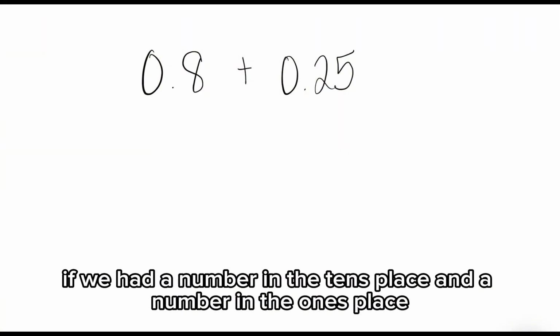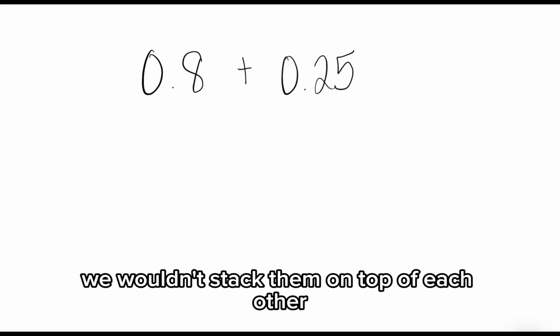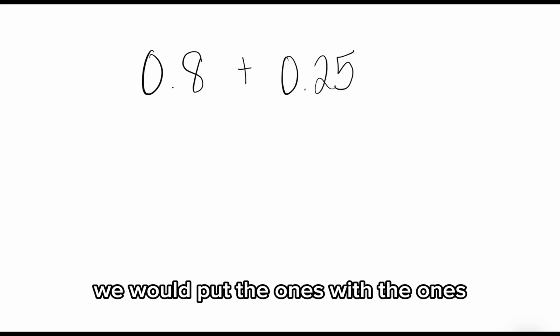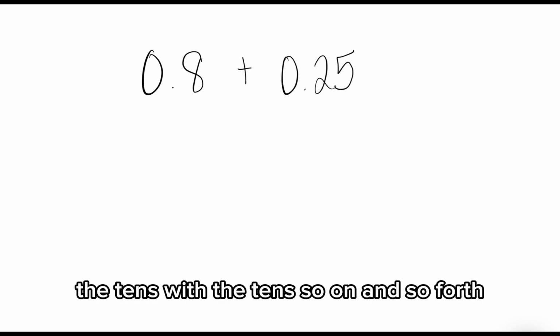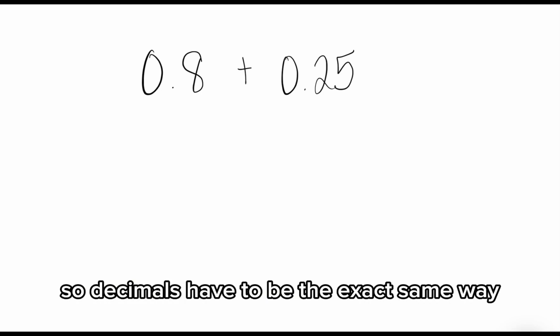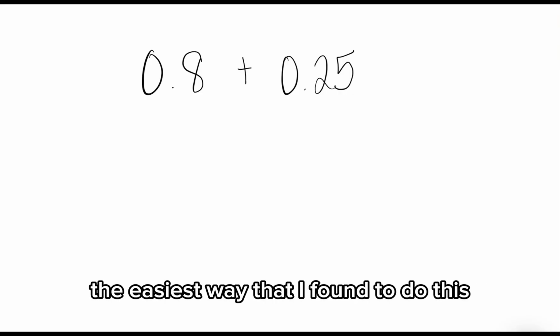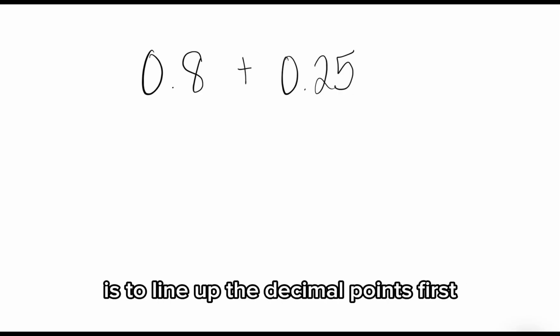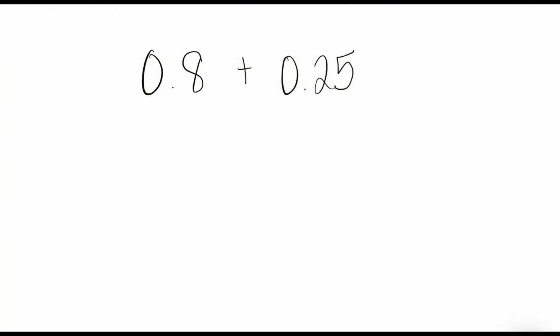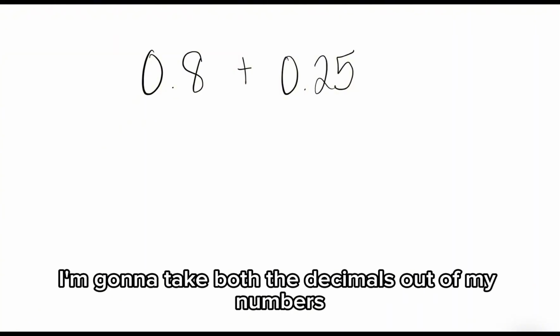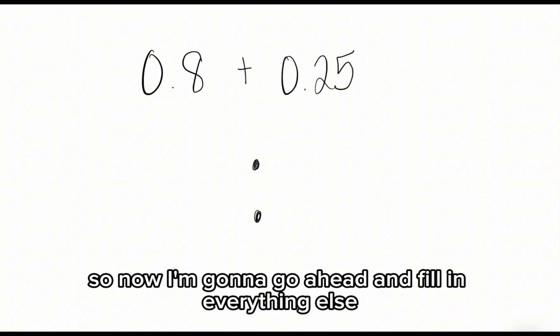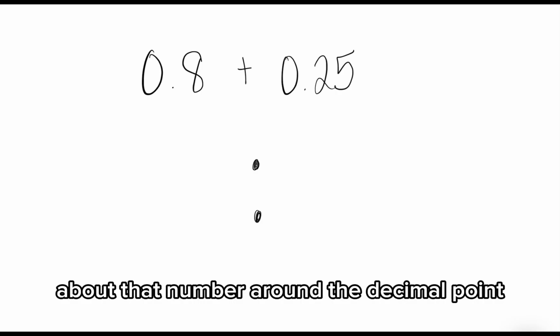If we had a number in the tens place and a number in the ones place, we wouldn't stack them on top of each other. We would put the ones with the ones, the tens with the tens, so on and so forth. So decimals have to be the exact same way. The easiest way that I've found to do this is to line up the decimal points first. So here's what I mean by that. I'm going to take both the decimals out of my numbers. So now I'm going to go ahead and fill in everything else about that number around the decimal point.